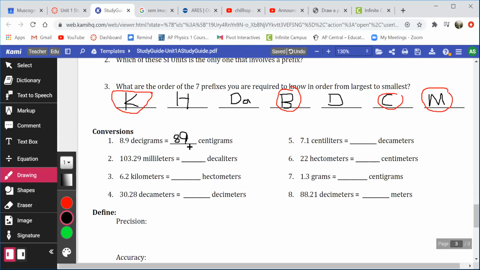All righty. Now we're looking right here at 103.29 milliliters to decaliters. All right, so let's figure out where we're starting. We're starting with milli, which is all the way down here.